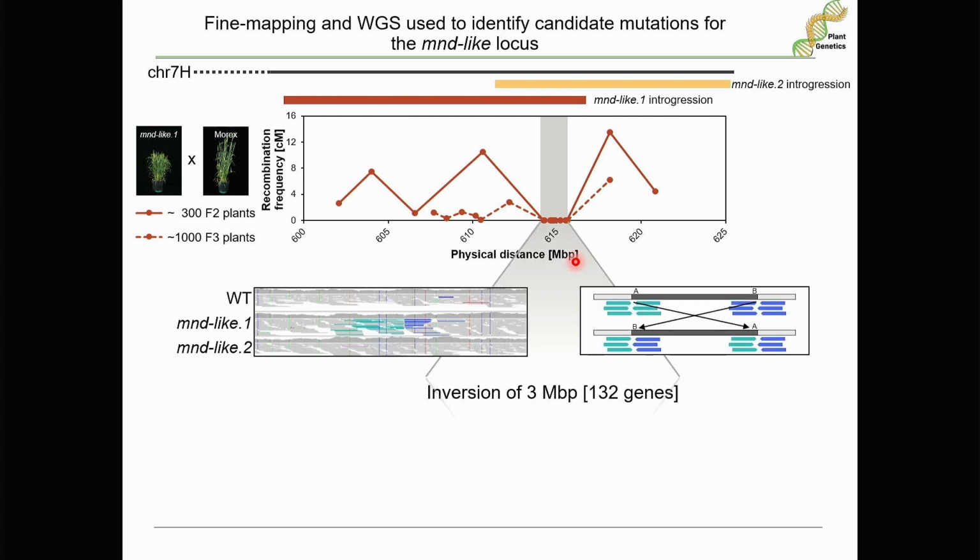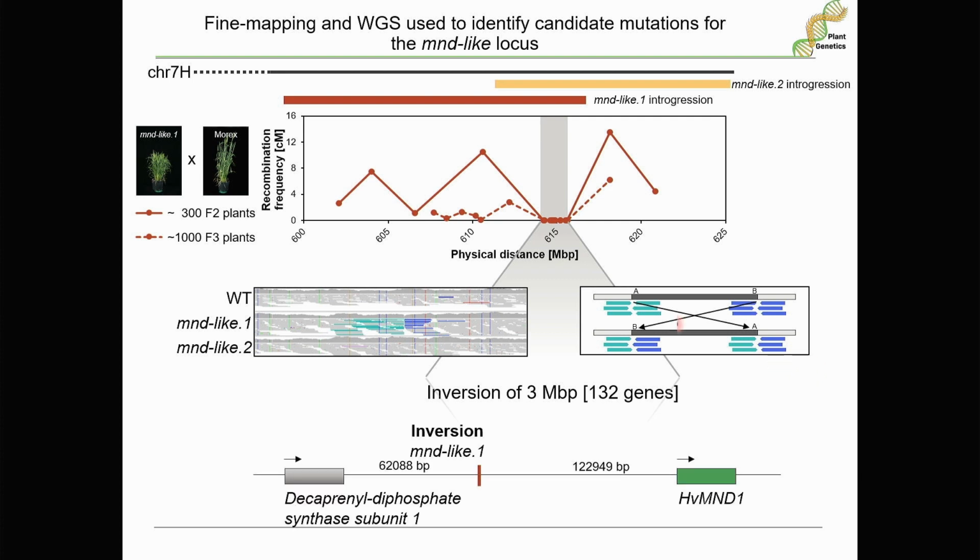And we went back to our whole genome sequencing data, and there we found that there is indeed an inversion that is quite large of 3 million base pairs, including 132 genes. This inversion actually has a very interesting location. It is placed just in front of the known MND1 gene. So everything that is upstream of this inversion breakpoint was flipped to the other side.